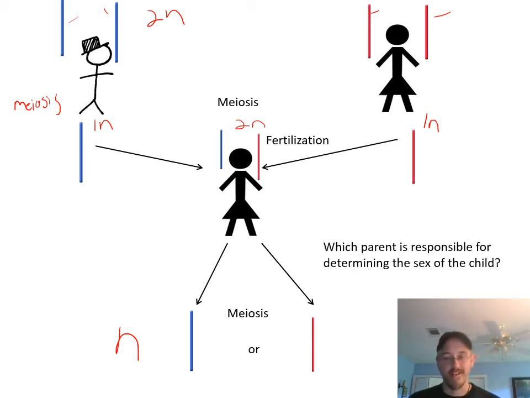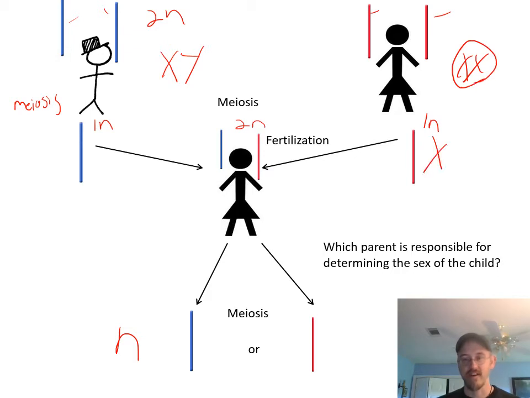Now, which parent is responsible for the sex of a child? Remember, females are XX, males are XY. So mom can only give an X down here, right? But dad can give an X or a Y. So it's dad who determines whether or not an individual has two X's or an X and a Y.